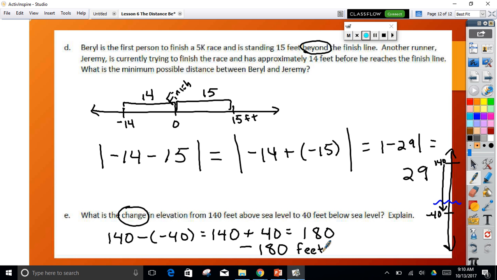Okay, any questions before you do your exit ticket? Exit ticket is just one question. I'm going to give you a limit of 5 minutes, and after that we'll be doing our facts test.